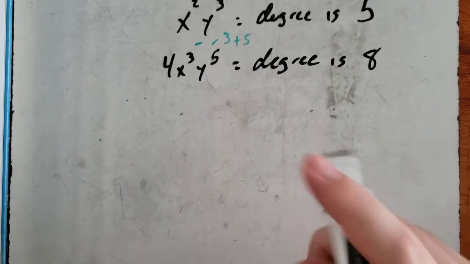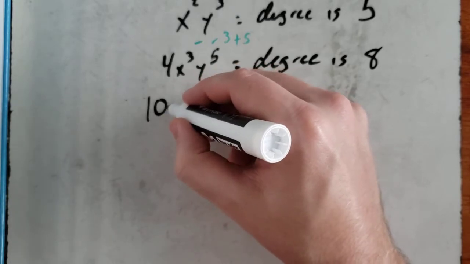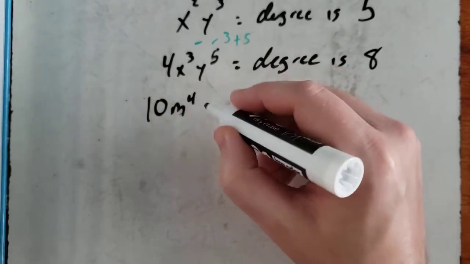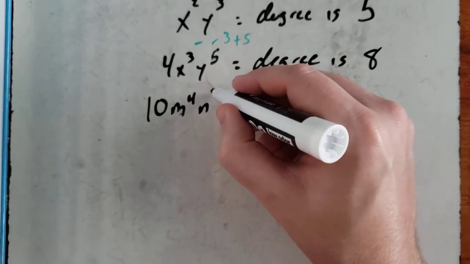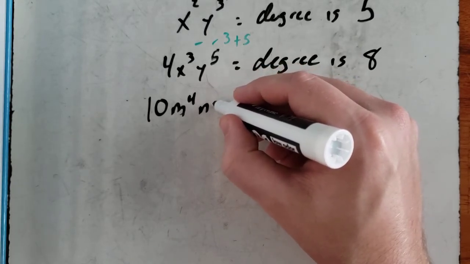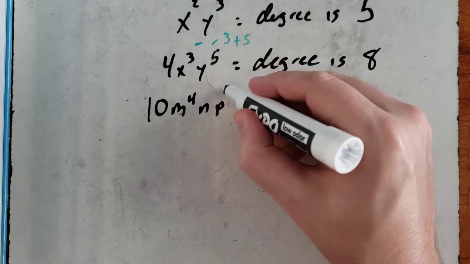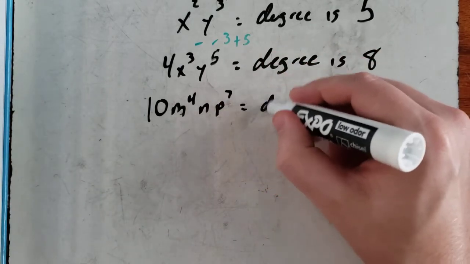What if we have this? 10 m to the fourth n, and then p to the seventh.